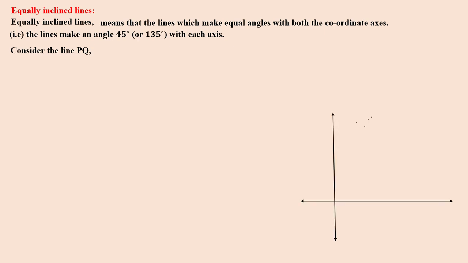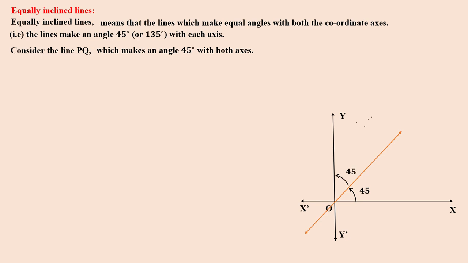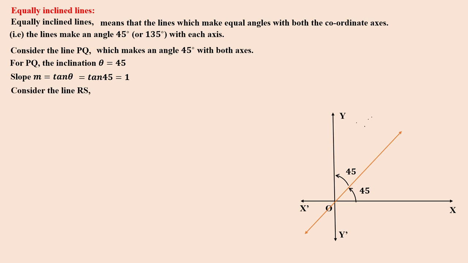Consider PQ. Write x-axis x dash, y-axis y dash, O is the origin. Draw a line PQ which makes an angle of 45 degrees with both axes. So this is PQ, this is 45, this is 45, exactly. So for PQ, the inclination theta is equal to 45, therefore the slope of the line m is equal to tan theta, that is equal to tan 45, that is equal to 1.